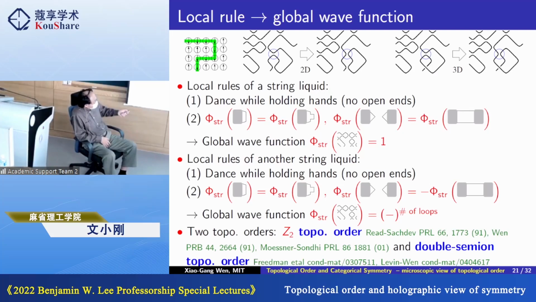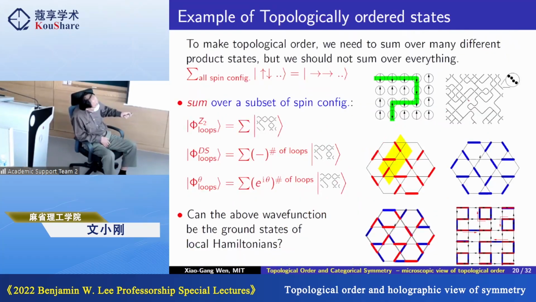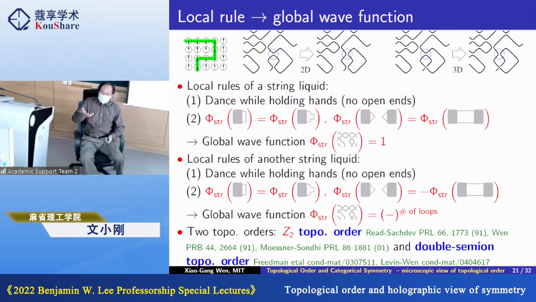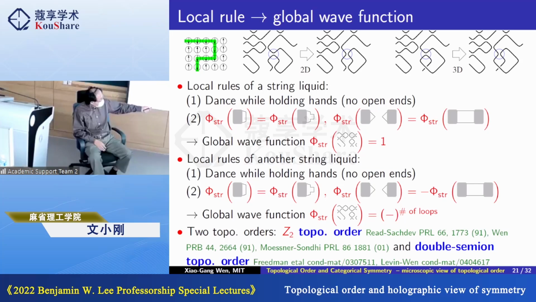For the second string liquid, with plus and minus signs, we just need to change the sign of this term. In the Hamiltonian term which flips and reconnects the strings, if you change the sign of that term, you add a minus sign here. The ground state wave function then gives you a different wave function.